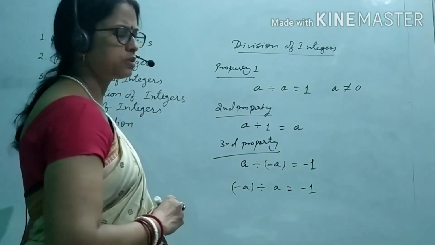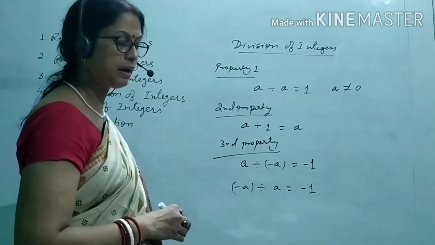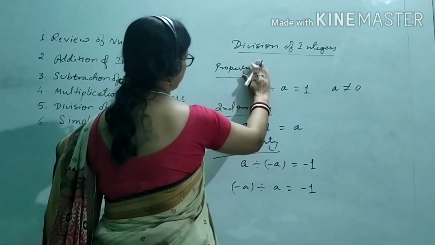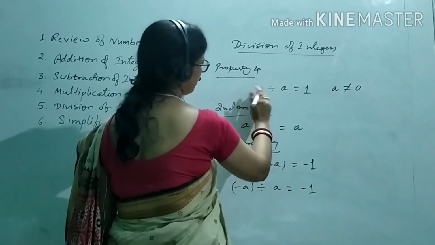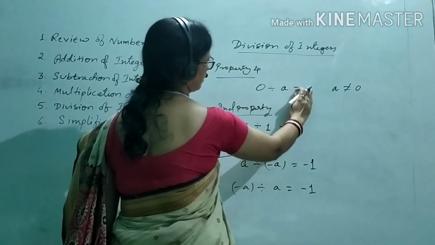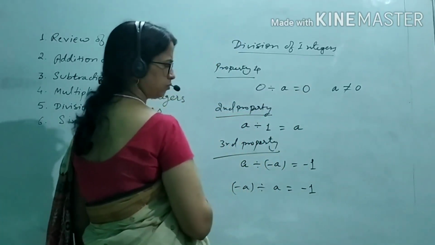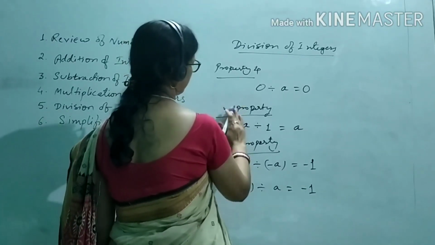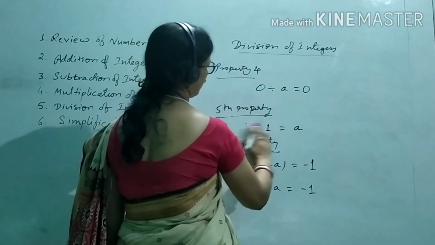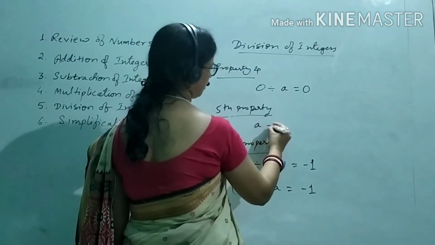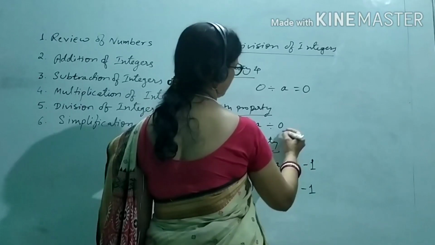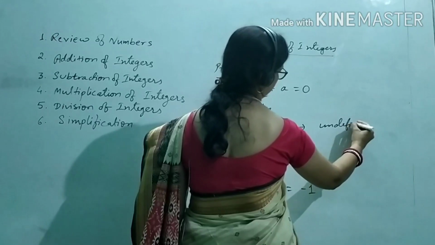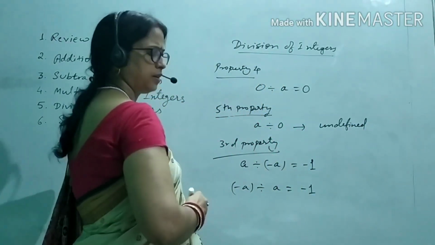Fourth, if we divide 0 by any integer, the answer is always 0. But if we divide any number by 0, it is undefined, not defined.